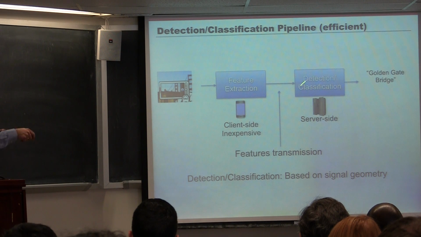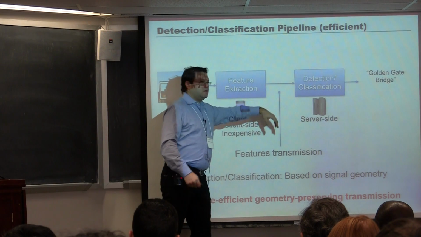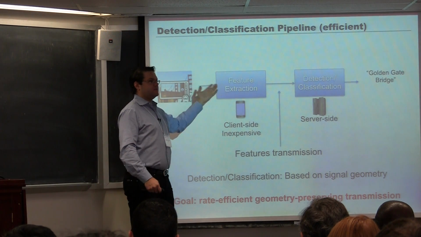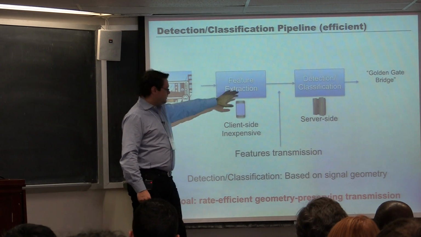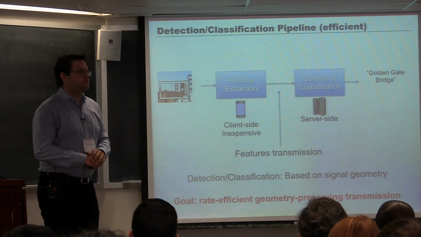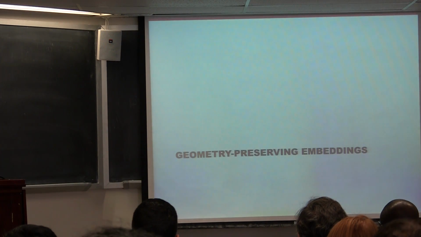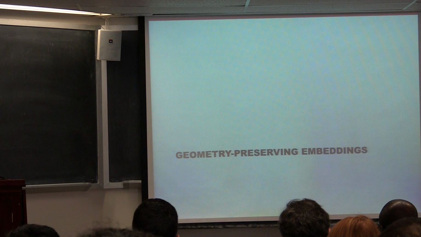So remember, the detection and the classification, as I've argued before, is using all these geometric primitives, so distance computation, kernel, inner product computation, and so on. So it's based on the geometry. So what we would like to do is follow that model, and I'll show you afterwards that it does make sense if you compare it with the previous model. Follow that model and do a geometry preserving feature transmission. Okay, the tool we're going to use for that is geometry preserving embeddings.